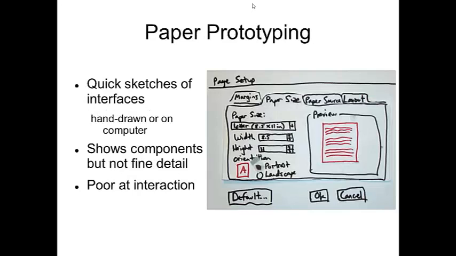So that's simply use cases. Paper prototyping. Paper prototyping is a way of developing and designing interfaces, not surprisingly. It's just a quick sketch of the proposed interface, often hand-drawn, but also maybe drawn on computer. Basically the purpose is to show the main components of your interface and how they relate to each other, but we don't need any of the fine detail.